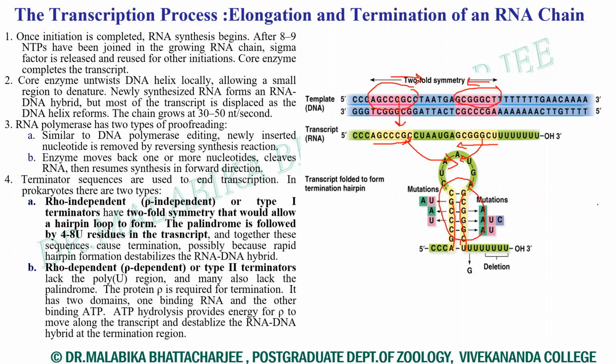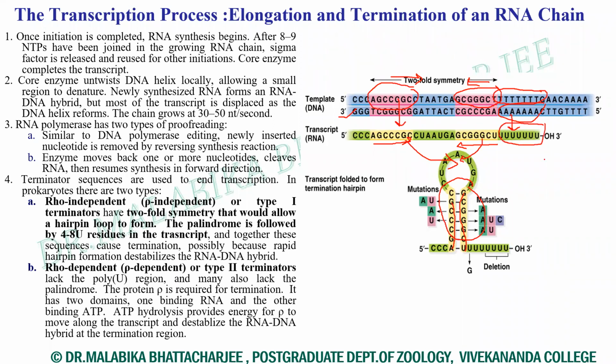So what happens? And another thing to be noted here is that apart from this two-fold symmetry found in the terminator region, you can see there is a poly T site. There's a number of T and A. Okay. So this will be the template strand because this is 3', this is 5'. The RNA is copied. So you can see 3', 5'. So in the 3' we had A. So when we have a complementary strand of the template one, we have a poly U string.